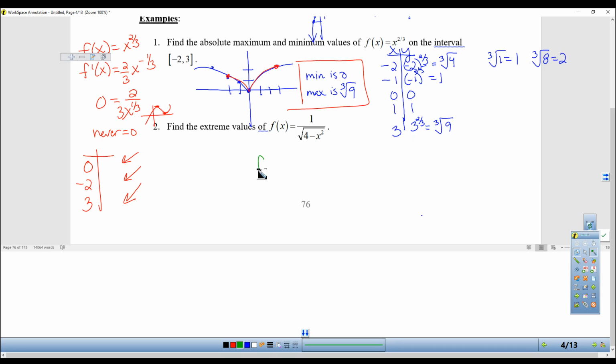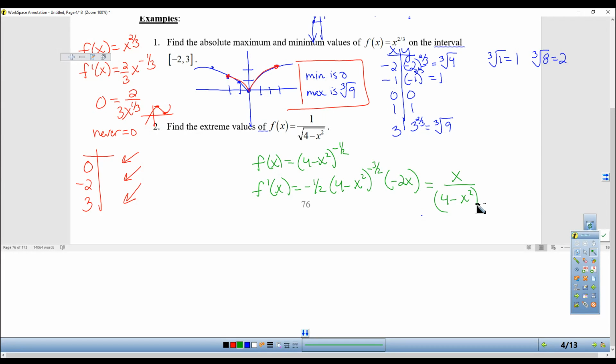So before I do the derivative, I'm going to change it to 4 minus x squared to the negative 1/2. The derivative is negative 1/2 times 4 minus x squared to the negative 3/2 times the derivative of the inside, which is negative 2x. The negative 1/2 and the negative 2 cancel, and I get x over 4 minus x squared to the 3/2.